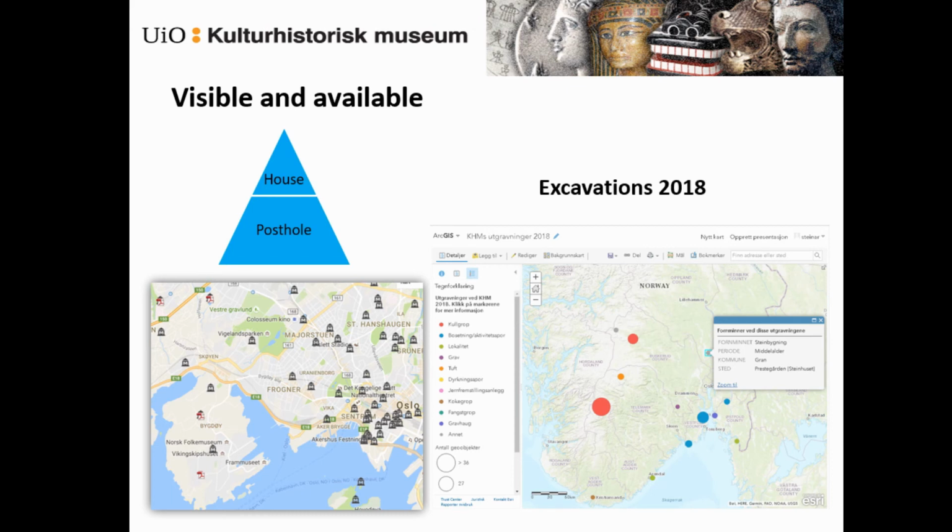And on this map showing excavations in 2018, one has a few metadata on each excavation site. We want it to be available for queries on several levels. Most people will probably be interested in seeing houses, where there have been found houses surrounding in Norway, but some might also be interested in the details of the post holes. And it should be possible, it will be possible here, to query on both those levels.